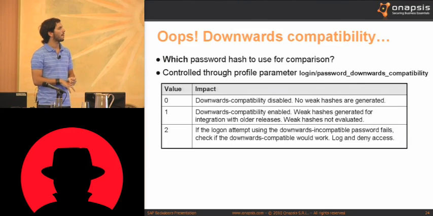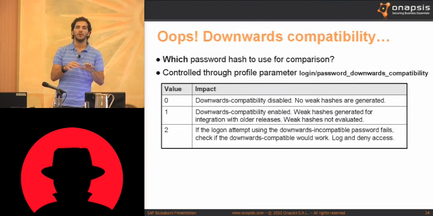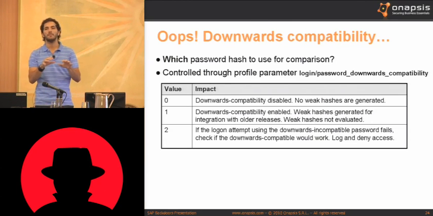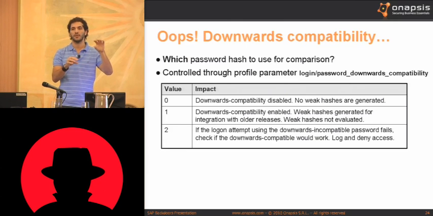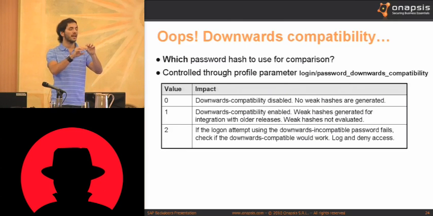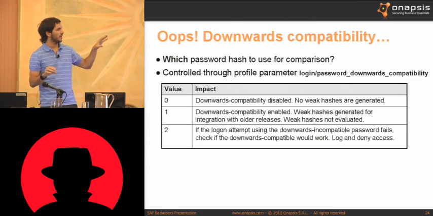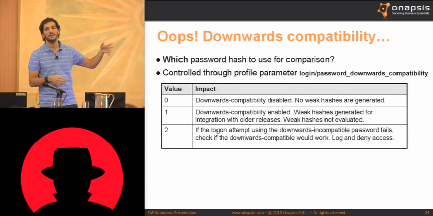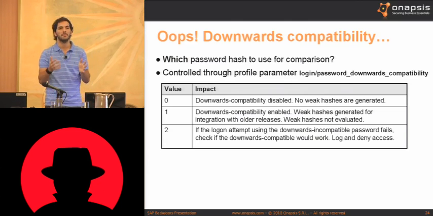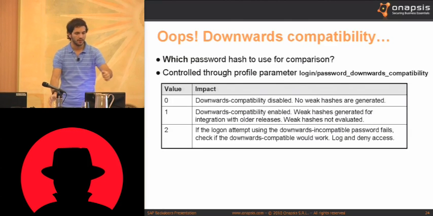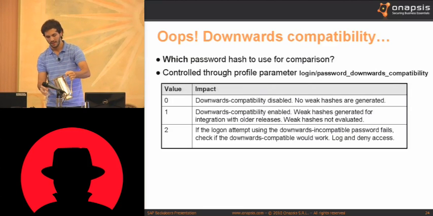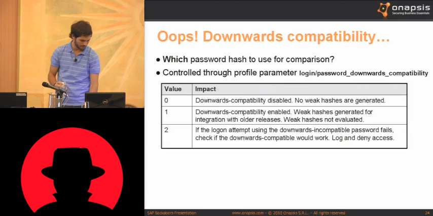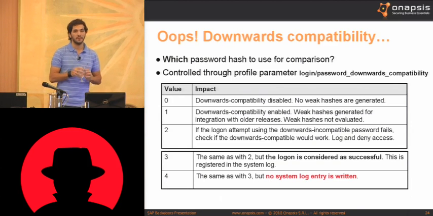Value 2 means that when you type in your password to log into a system, it will check it against the new, strong hash. If it fails, it will check it against the old hash. This is used to detect compatibility problems, but the system will log this and deny the access. It will just let you know that there is a compatibility problem. But just reading the documentation, I realized that there were two other values that this parameter could have: value 3 and value 4.